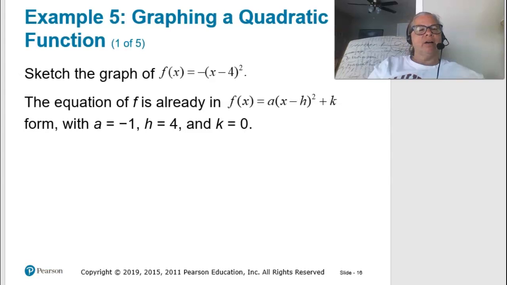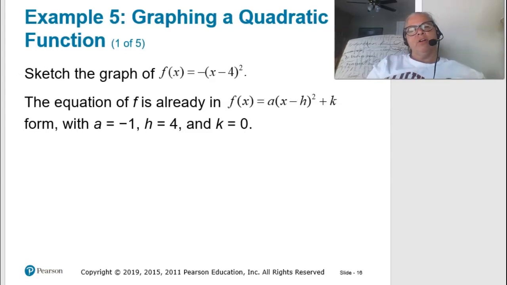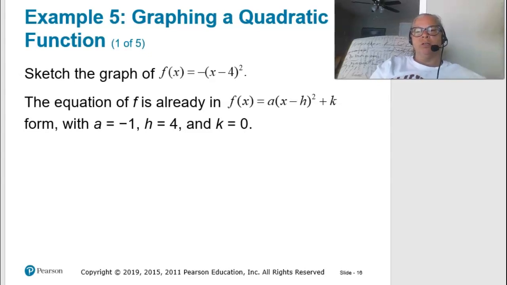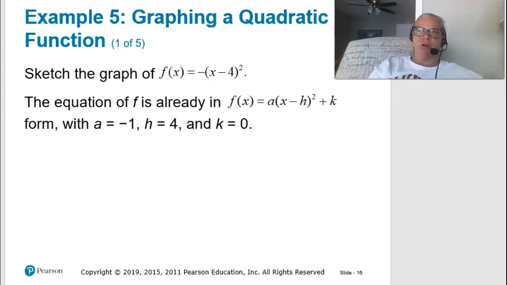Let's take a look now at the function f of x is equal to a negative quantity x minus 4 squared. So a is equal to negative 1, h is equal to 4, because again that subtraction is part of the general formula. So the 4 is just positive in this case. Very confusing. You have to be careful. And because there's nothing added, then k is equal to 0.